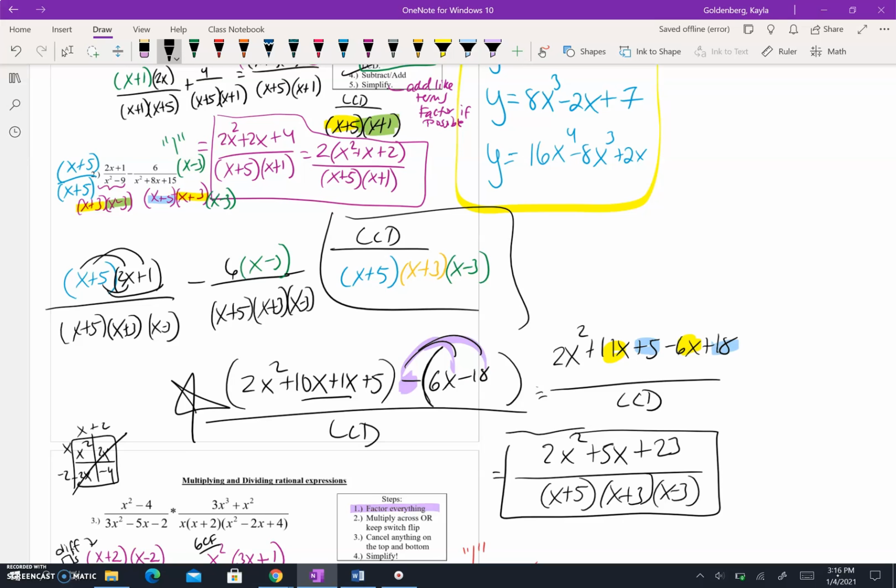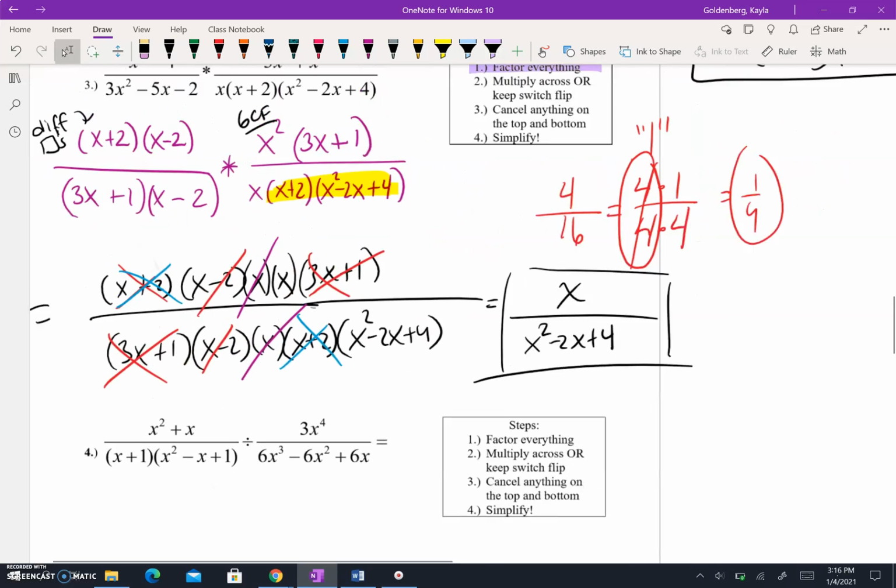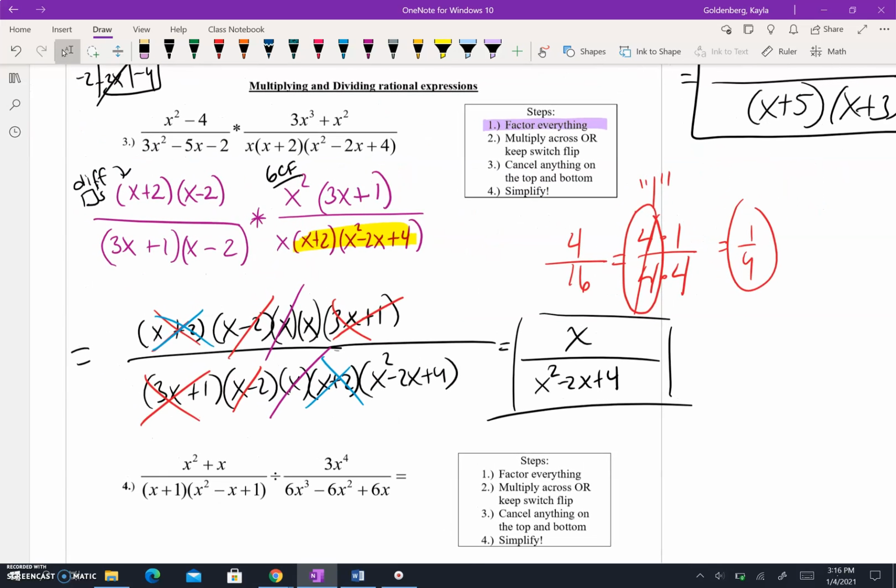We had to distribute a negative sign and put everything together. And the first one, remember, we did our like terms together, and then we could also factor our final numerator. So there's a little bit less simplification here, which is kind of nice.